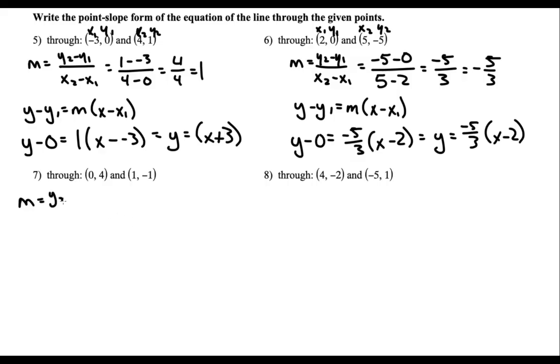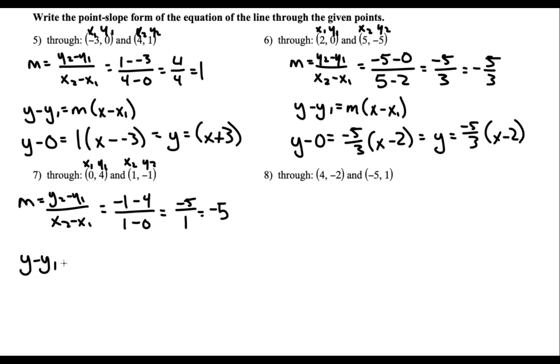Okay, for problem number 7, once again, I need to find out the slope, and the slope is just equal to y2 minus y1 over x2 minus x1. And I'm going to choose this as x1, y1, and x2, y2. So this is going to be equal to my y2 is negative 1 minus 4 over x is 1 minus 0. Negative 1 minus 4 is negative 5 over 1 minus 0 is 1, so that's just equal to negative 5. So my slope is negative 5.